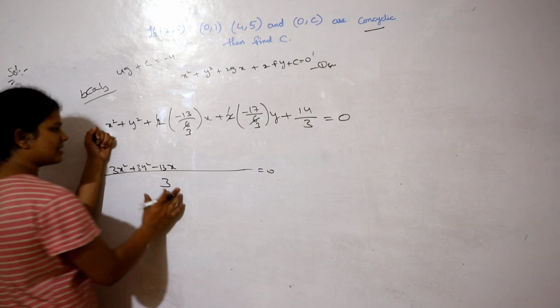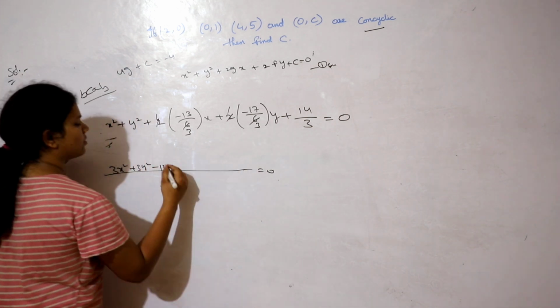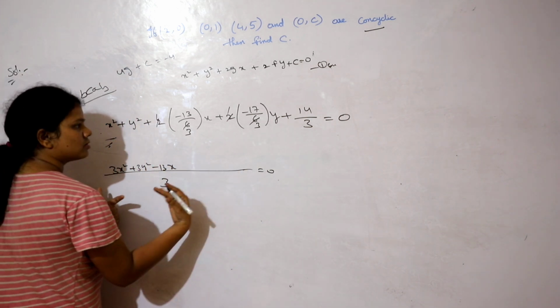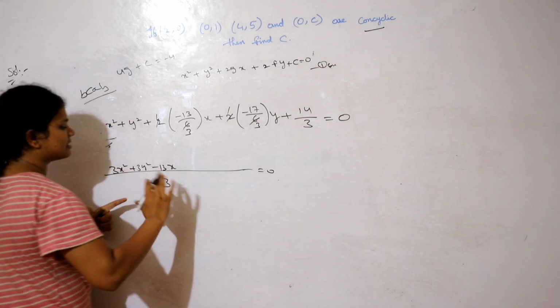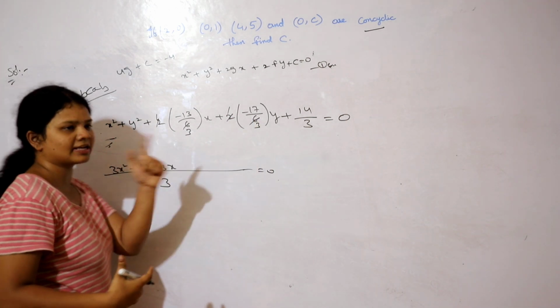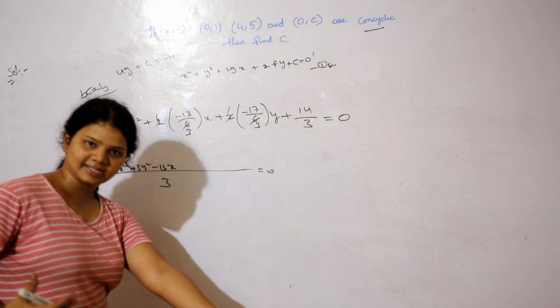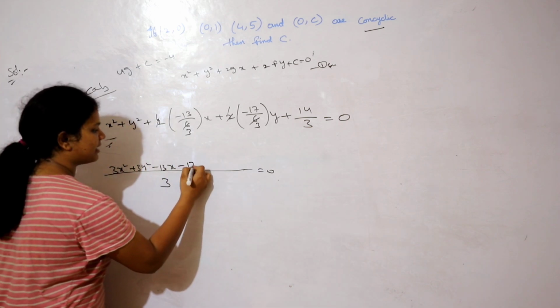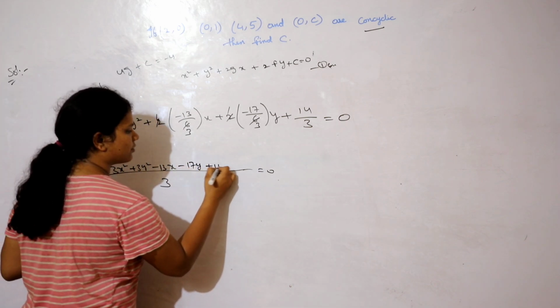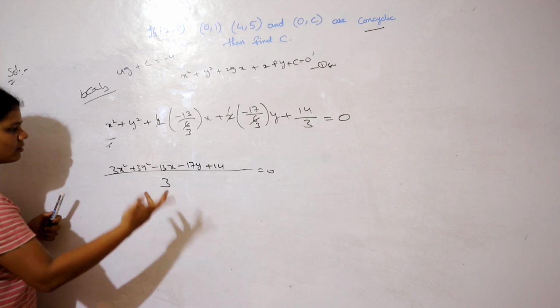Same as it is. You have 3 over here and 3 over here, so the 3s cancel. You will be getting minus 17y plus 14. Clear? So you can just write it down.